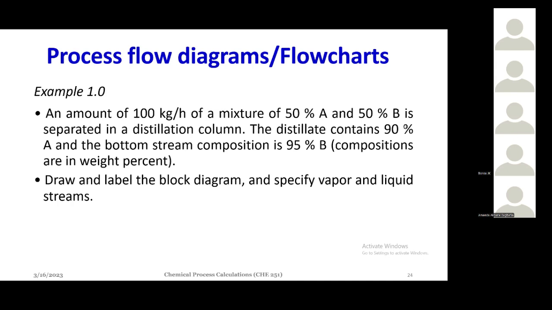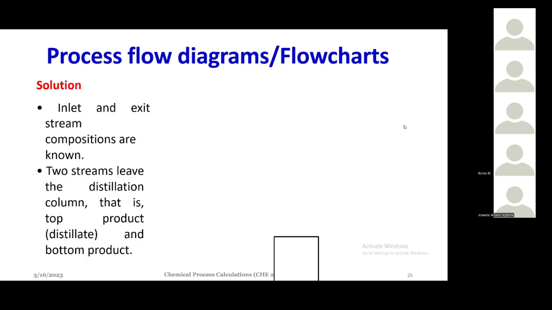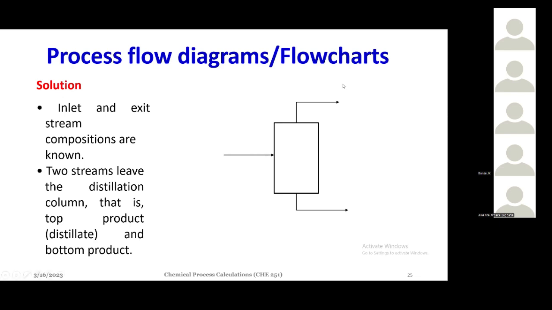So let's see how to draw it. Now the first statement is an amount of 100 kg per hour of a mixture of 50% A and 50% B is separated in a distillation column. So we first have our distillation column, and then we can put in our feed. Right? So this is entering the distillation column. And then the question says it consists of 50% A. But before that, we should know the distillation column should have two outputs, right? So this is our feed entering and then our two outputs.